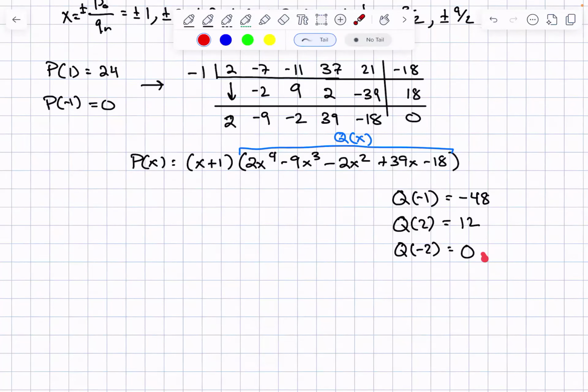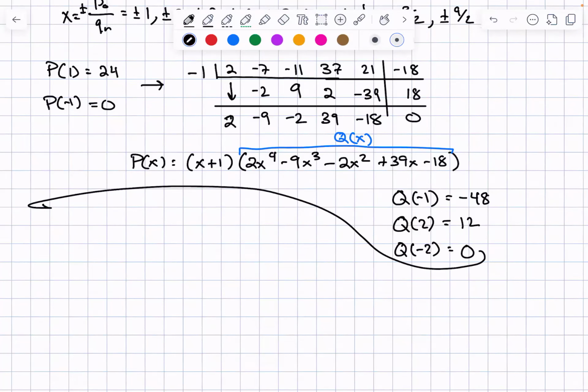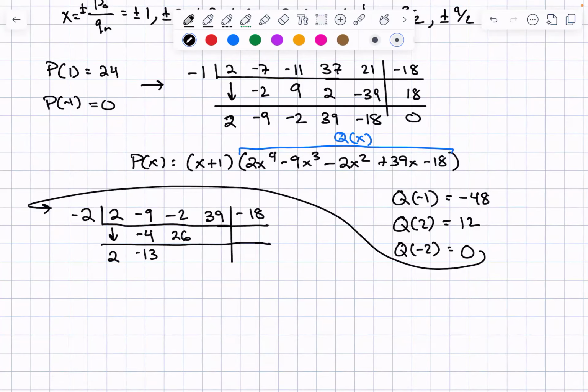So we'll go ahead and utilize that to synthetically divide on q. So negative 2 synthetically divided into 2x to the fourth minus 9x cubed minus 2x squared plus 39x minus 18. All powers of x are present and accounted for. That's why I say it out loud, though on an exam, you probably just want to say it in your head. Bring down the 2, get negative 4, brings me negative 13, gives me positive 26, which gives me 24, which gives me negative 48, which gives me negative 9, which gives me positive 18, which gives me 0.